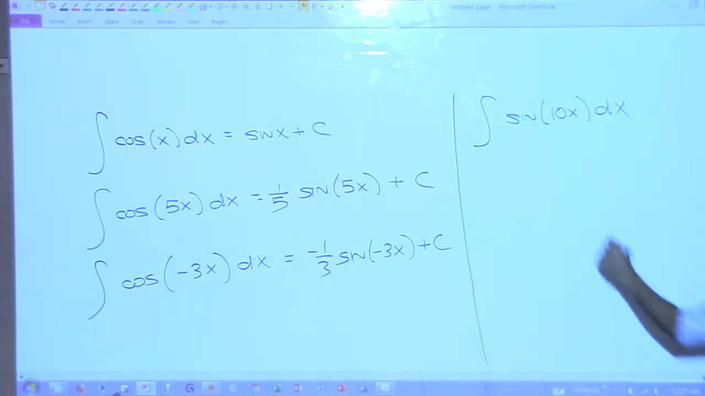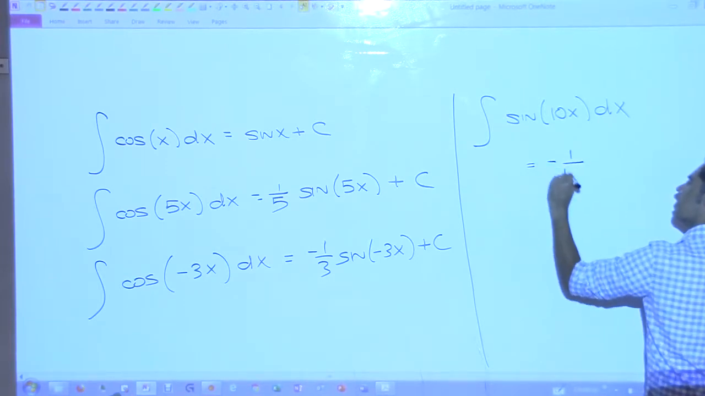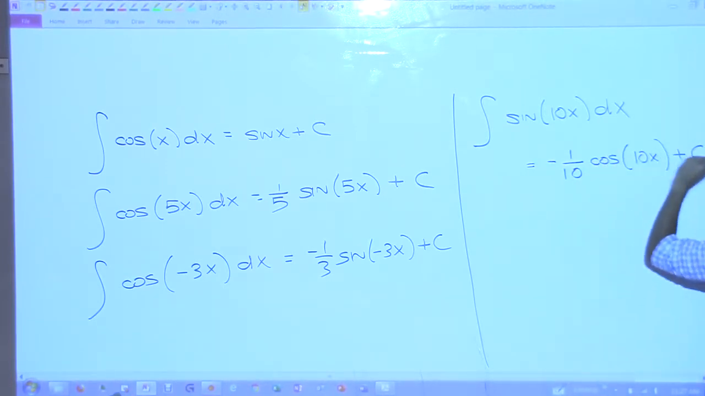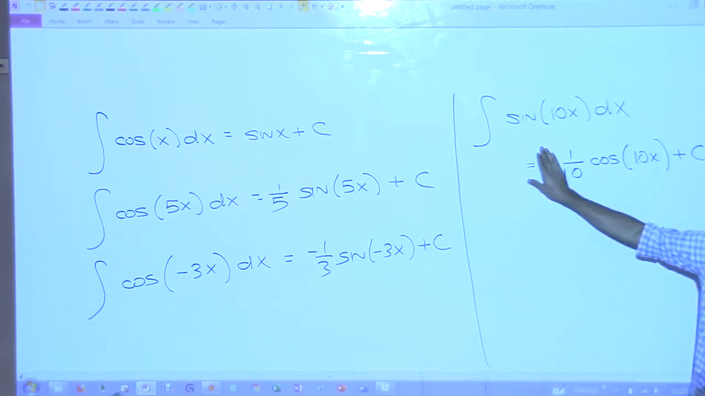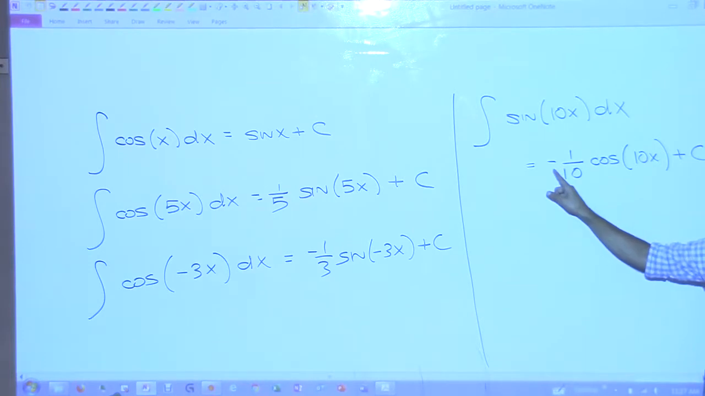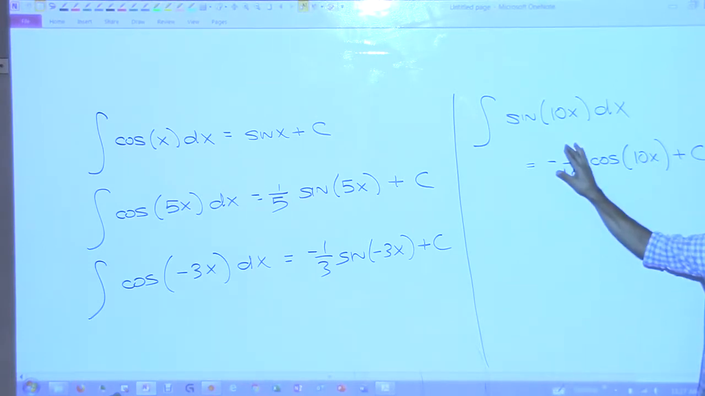Negative 1/10 cosine of 10x. So why is there a 1/10 here? Because you got to kill off the 10, right, when it comes out. And the negative's there because the derivative of cosine is negative sine. You want it to be positive.